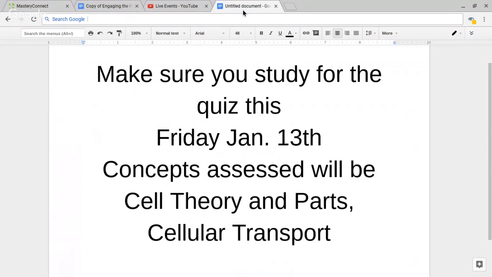Again, your plant cell versus your animal cell. The plant cell is going to have that large central vacuole. It's going to have a cell wall, and it's also going to have chloroplasts, where the animal cell will not. But the animal cell will have centrioles and lysosomes versus the plant cell not having that.